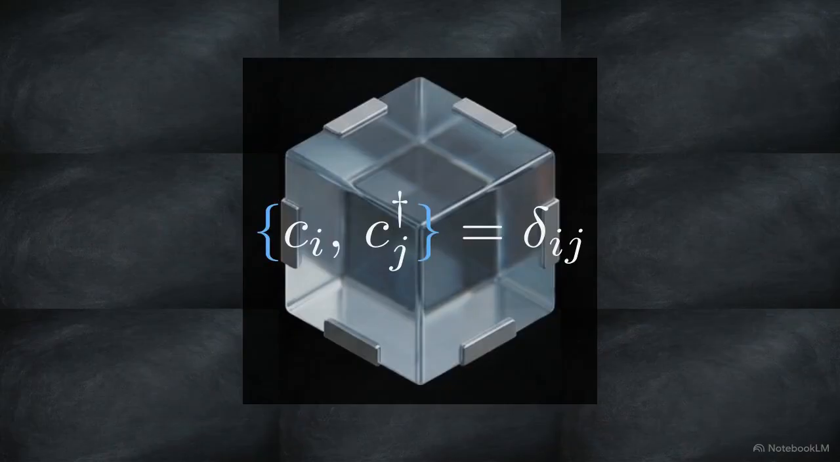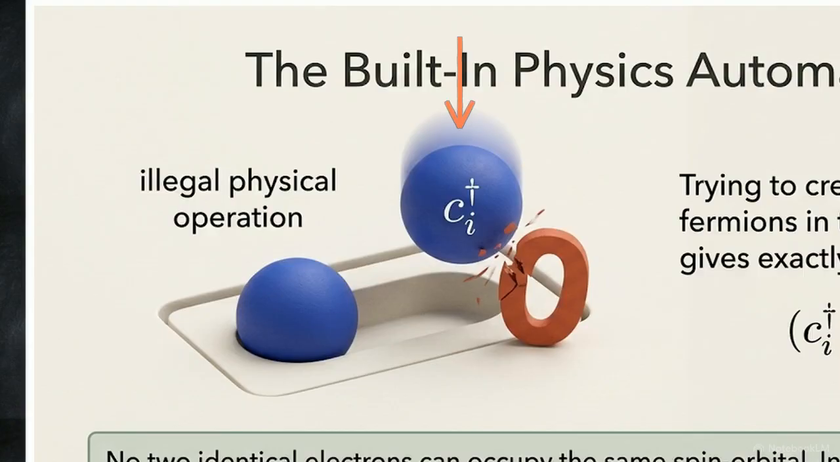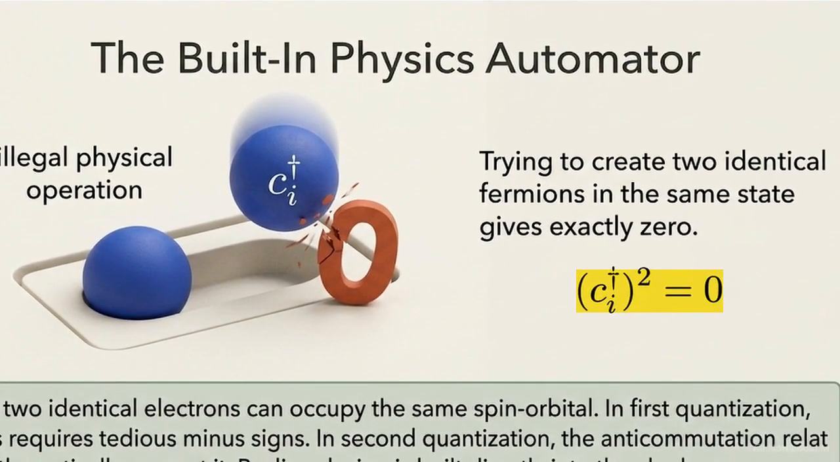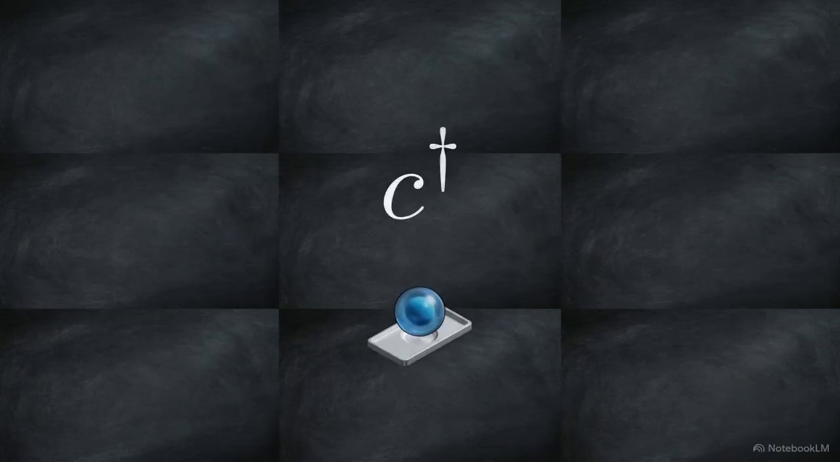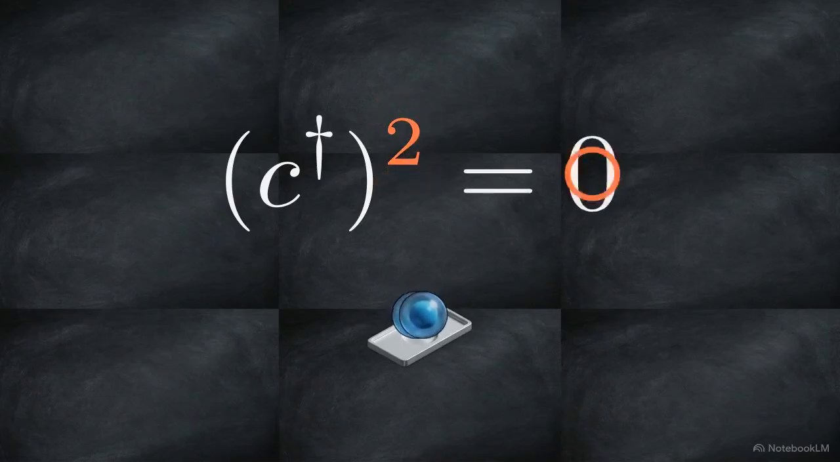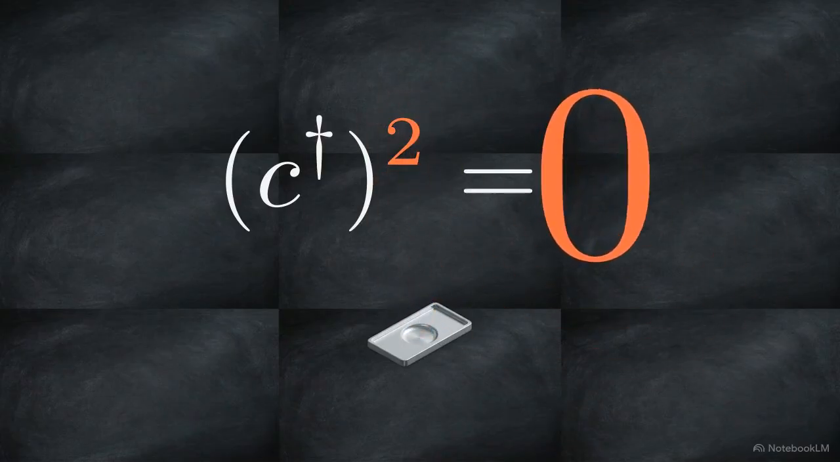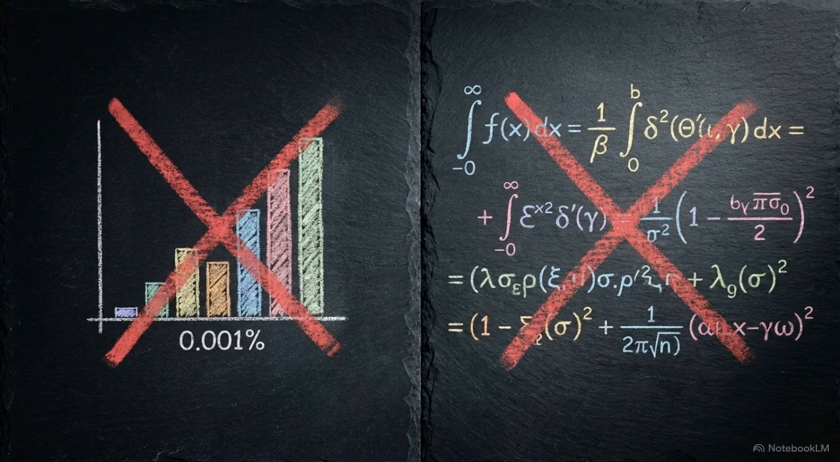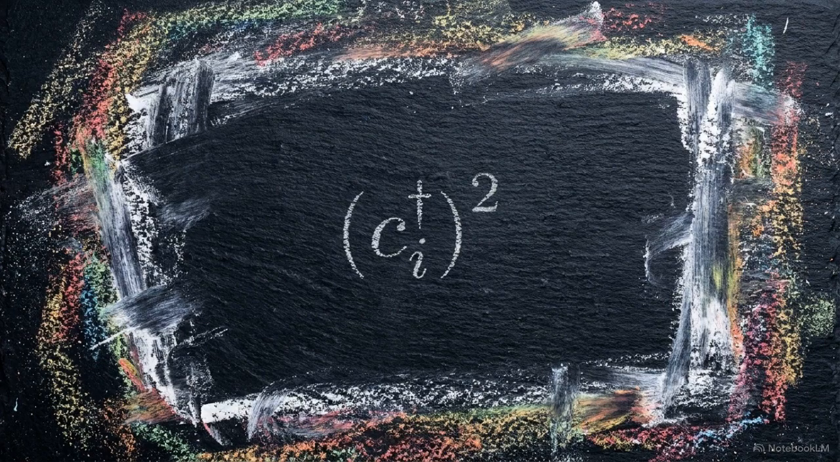If you attempt an illegal move in this framework, say applying a creation operator to a slot that already contains an electron, the math physically stops you. Because fermion operators anti-commute, any creation operator squared automatically evaluates to exactly 0. The math doesn't yield a tiny probability for an illegal state, nor does it require you to manually insert a rule to prevent it. The state simply ceases to exist in the underlying equations.